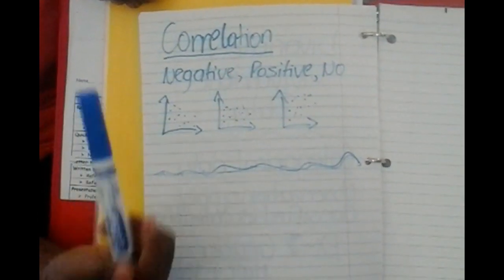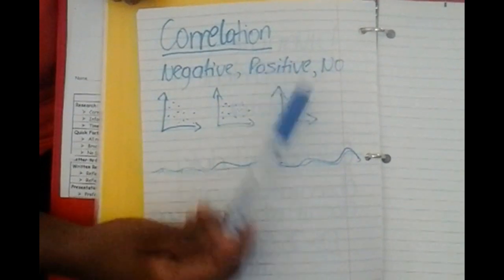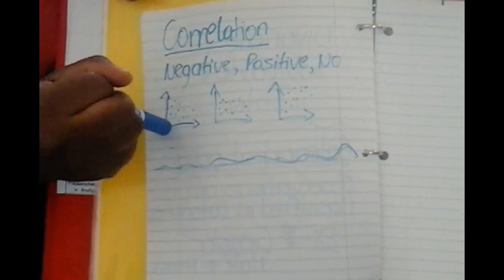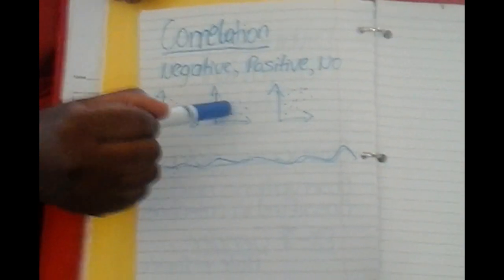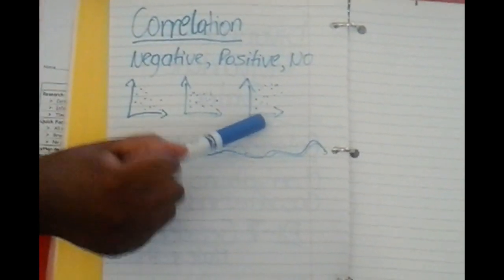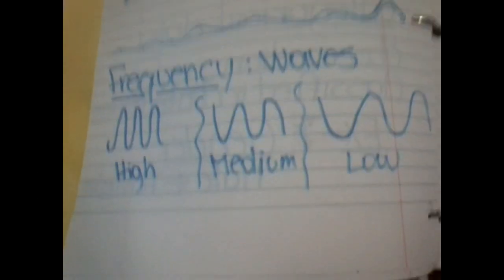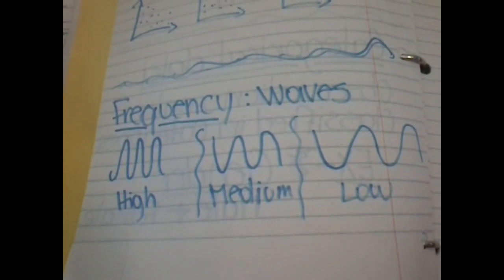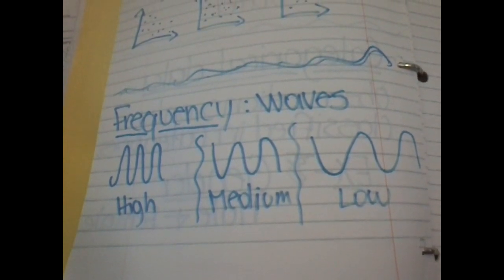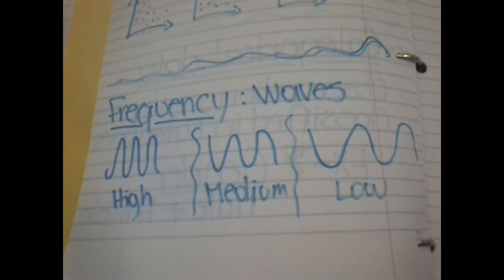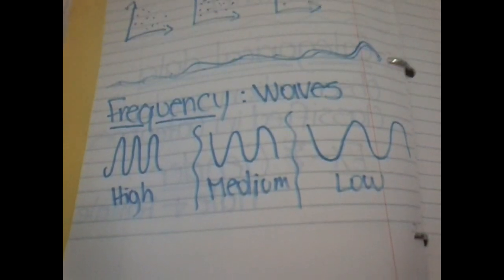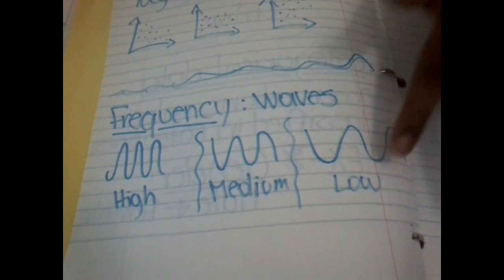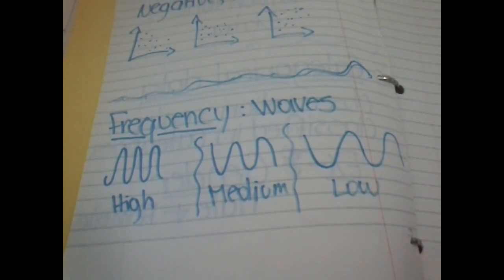Correlation could be negative, positive, or no correlation. For example, this is a negative correlation, this is no correlation, and this is a positive correlation. Frequency is something that is repeated over a particular period of time. As you can see, this is a high frequency, this is a medium frequency, and this is a low frequency.